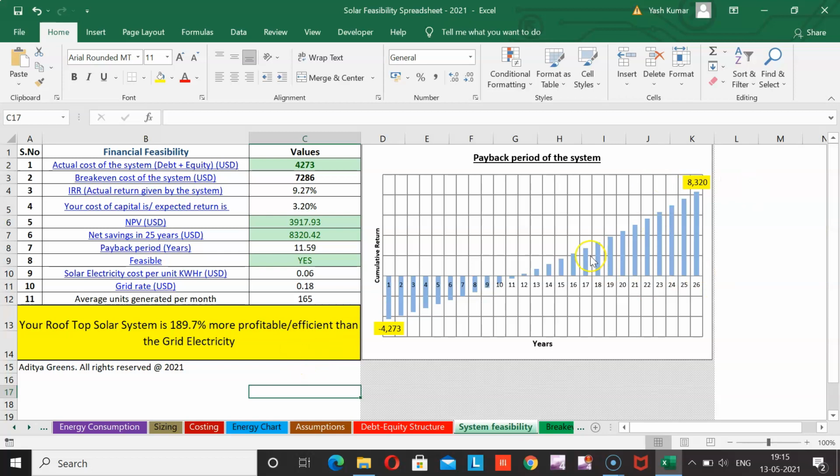So this is the payback period chart. You can check it out. This is the overall financial feasibility of the system that shows that your system is very much profitable under the conditions that we have already entered. Okay, now let us understand the break-even cost also. Break-even cost is $7,286. It means that below this cost, your system is profitable, and beyond this cost, your system would not be profitable. That means that your system would be producing less than 3.2% beyond $7,286.